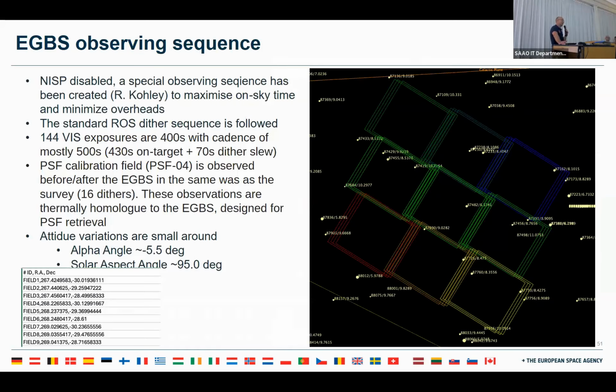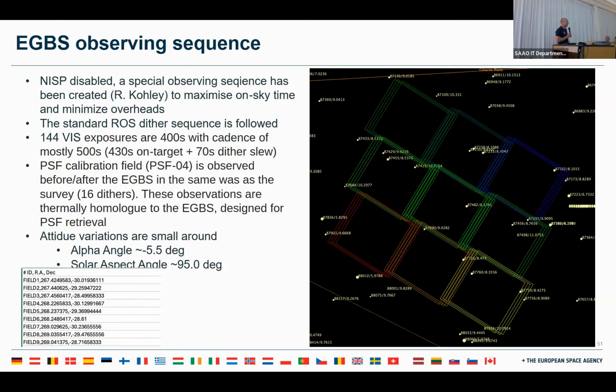And this is how the orientation of the individual fields looks, overlaid with the Hipparcos positions. We will measure 144 exposures in total, with about 500 second cadence. The exposure time is 400 seconds, and we have a little bit of overheads for slewing and for processing the data.